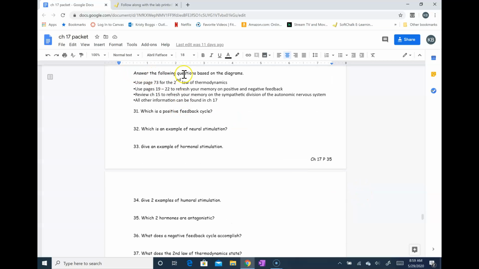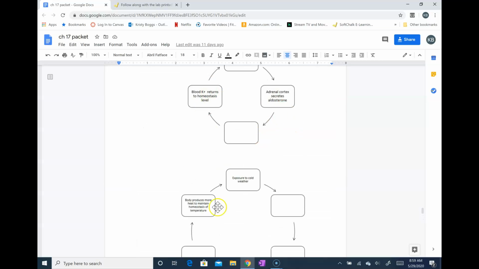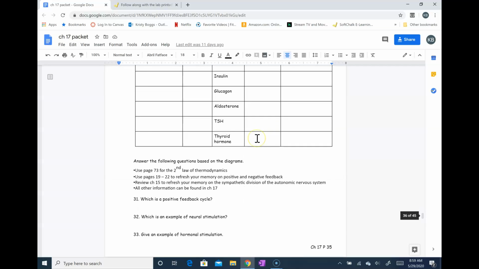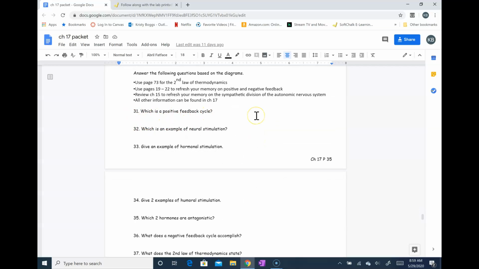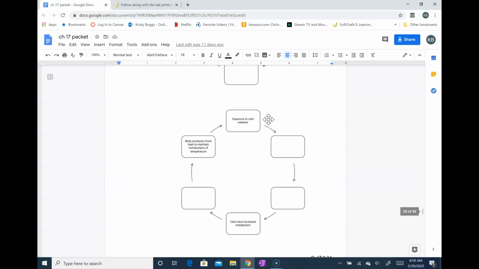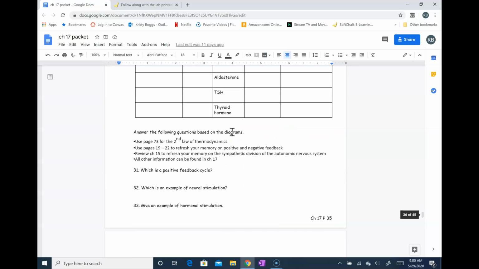Okay, now this part. Answer the following questions based on the diagrams. That means that the answers to these questions are going to come from all of these diagrams you just filled out. So when it says which is a positive feedback cycle, look back at all these diagrams you just filled out and see which one of them is a positive feedback cycle. And as you're doing stuff in the online version of the lab, you should be filling out the paper version of the lab in your binder. Because when you take tests, there's going to be test questions over this, and you need the paper version filled out so you can find answers to test questions.